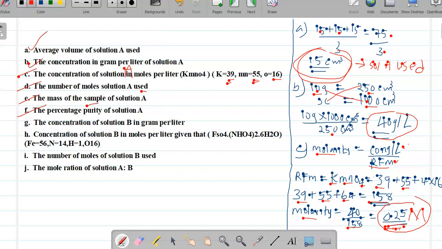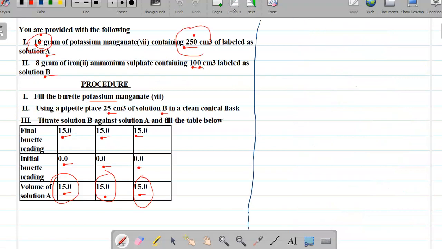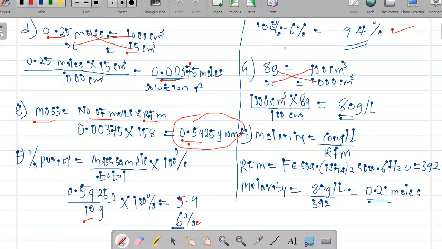Now we have finished solution A. Let us go to solution B. The concentration of solution B. What do we have? We have the mass 8 gram, we have the total volume 100. Then we can calculate this one. Very simple. 8 gram is equal to 100, the total volume given. Then what about 1000? Then you cross multiply. Then 8 gram per liter. This is the concentration in gram per liter.